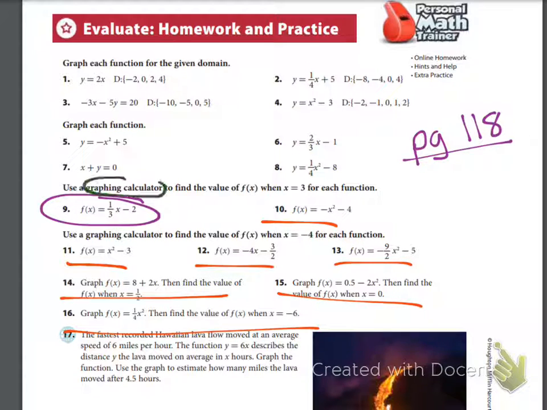And you notice what it says. It says use a graphing calculator. So we need to talk about this for just a moment. I've noticed not everyone has a graphing calculator, or not everyone is bringing them to class. From now on, you should always bring your graphing calculator to class, okay?